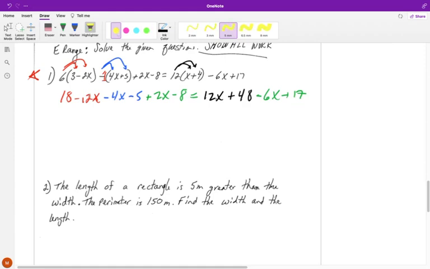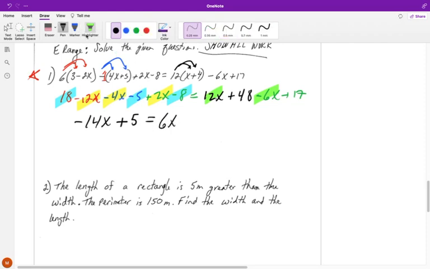Then from here, I'm going to just combine my like terms on both sides, so we have negative 12x minus 4x plus 2x. So that gives me negative 14x. So I have negative 14x, and then I have 18 minus 5, which is then 13, minus 8, which is then going to be 5. So we have negative 14x plus 5 is equal to, and then on the other side, we have 12x minus 6x, so it's going to give me 6x. And then the last one we have is 48 plus 17, which is then going to give me 65, so plus 65.